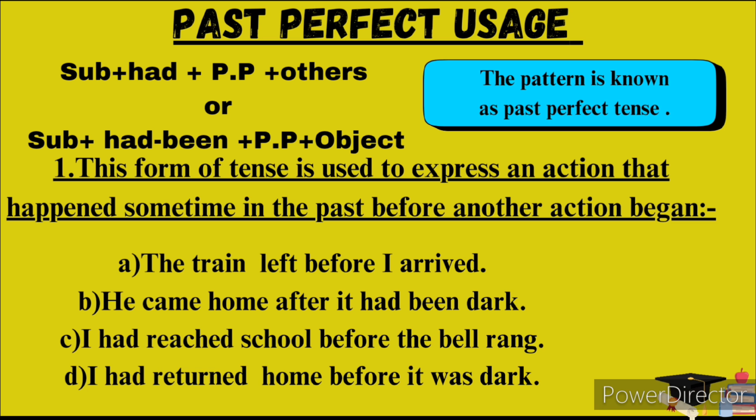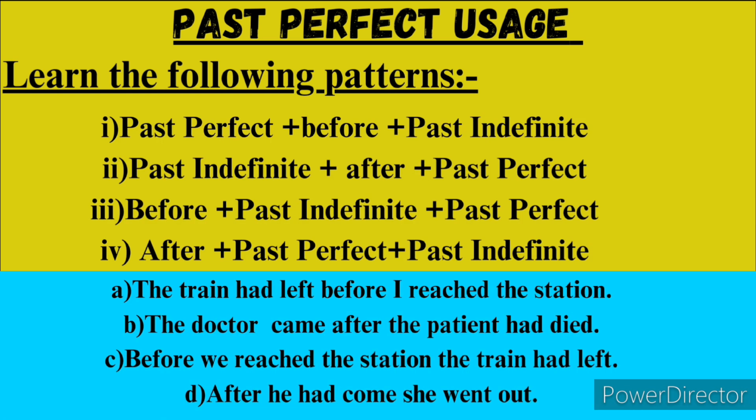Past perfect. Subject plus had plus past participle plus others, or subject plus had been plus past participle plus object. The pattern is known as past perfect tense. This form of tense is used to express an action that happened sometime in the past before another action began. For example, the train left before I arrived. He came home after it had been dark. I had reached school before the bell rang.